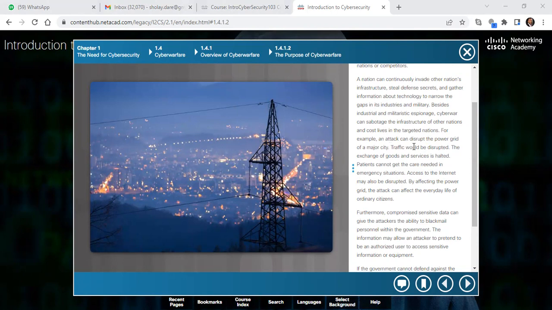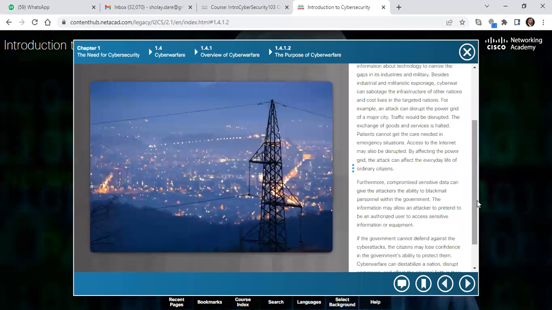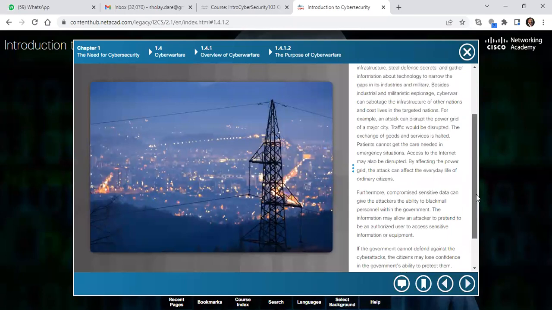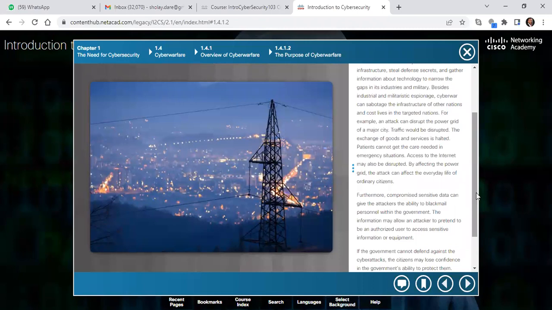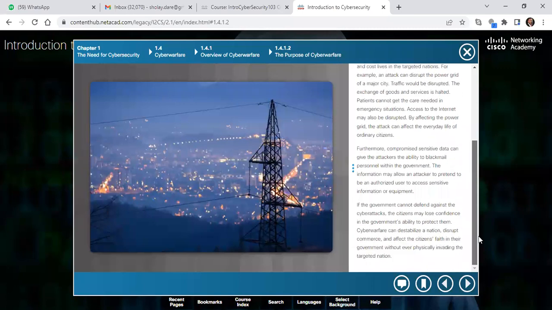For example, an attack can disrupt the power grid of a major city. That means they can create something that will affect the entire power. So traffic will be disrupted, the exchange of goods and services is altered, and patients cannot get the care needed in emergency situations. Access to the internet may also be disrupted. By affecting the power grid, the attack can affect the everyday life of ordinary citizens. So that is one of the things cyber warfare does.